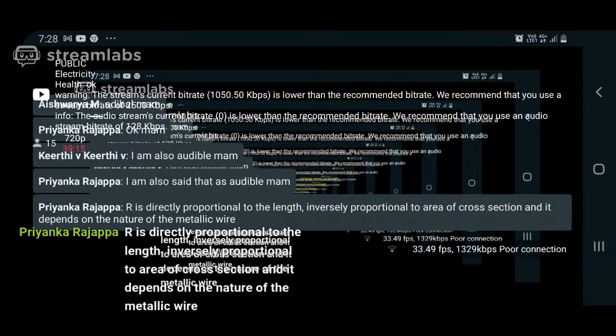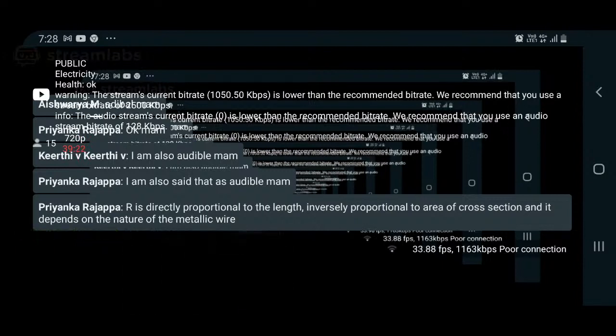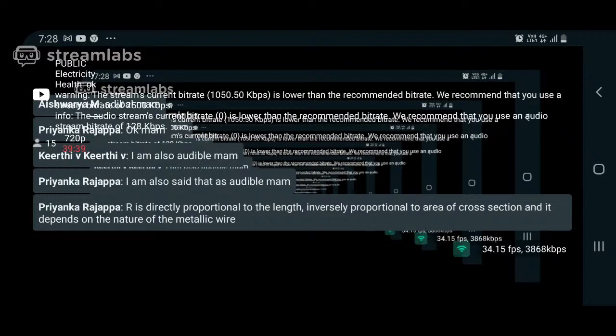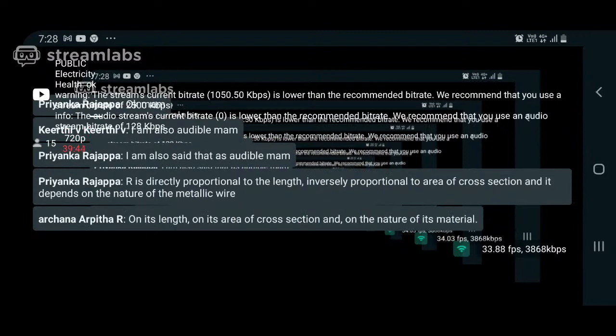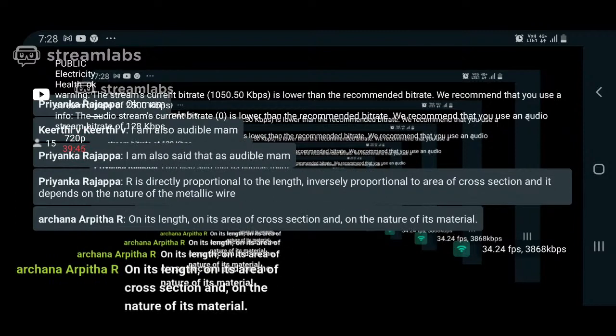Absolutely correct, Priyanka. Wonderful answer. Now, resistance is directly proportional to the length, inversely proportional to its cross section, and depends on the nature of the material. These were the three factors, and one more factor is there. It is directly proportional to the resistivity, that is rho. The SI unit of rho is ohm meter.